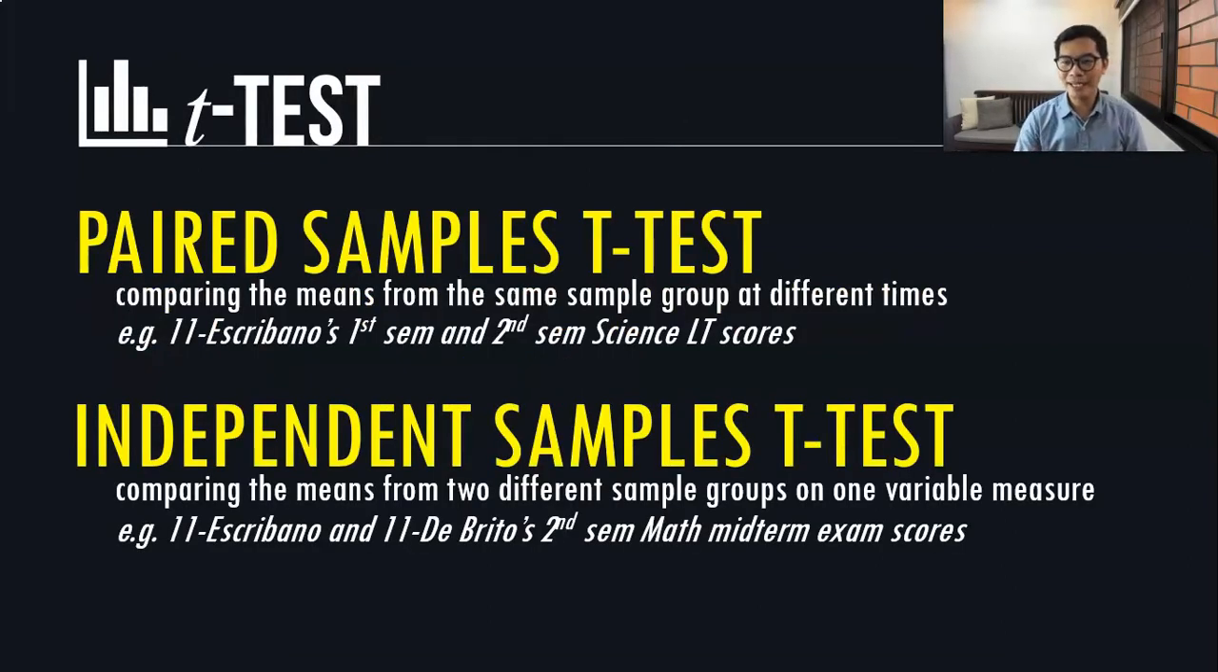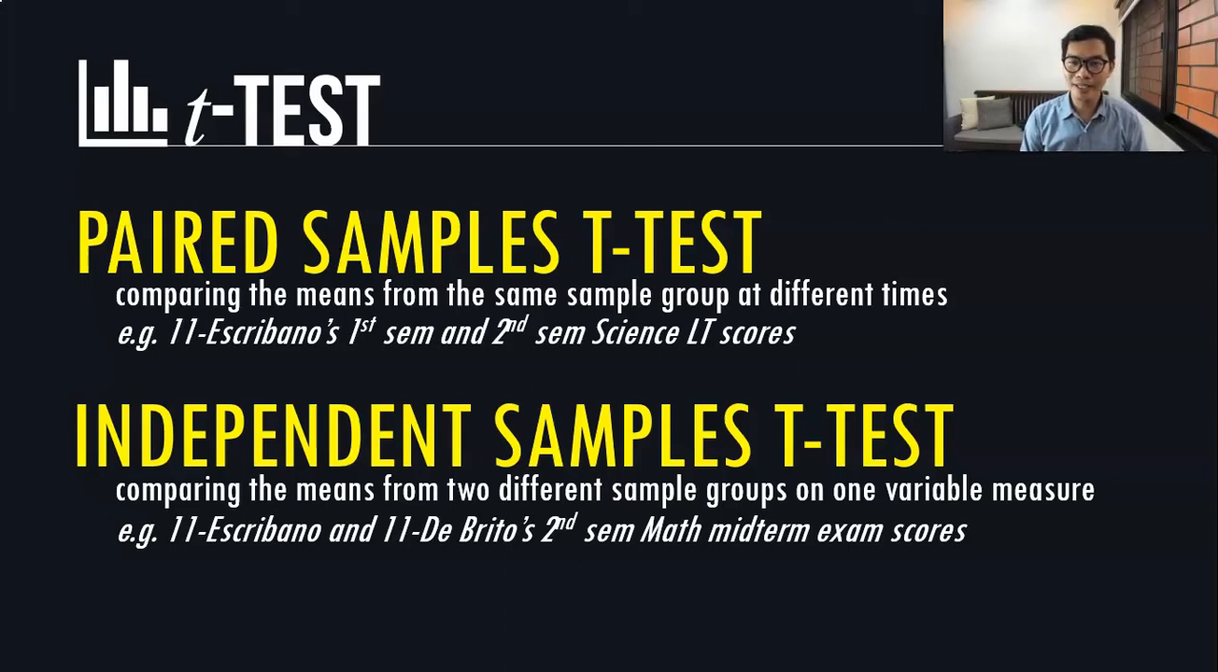Just to go back and review our definitions, comparing the paired samples t-test and the independent samples t-test: basically, it's comparing the means coming from your group of participants or a set of population. For the independent samples t-test, what we will be doing is comparing the means from two different sample groups on one variable measure.